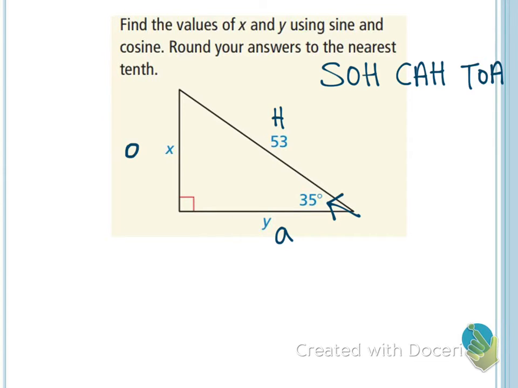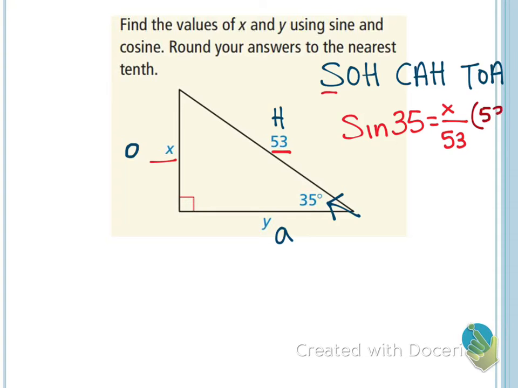So we want to pick a side we do know. We know 53. We want to pick a side we don't know. So pick one of the sides to figure out. Opposite x. Sounds good? So which trig ratio deals with these two sides? Sine. So sine from what angle? Sine of 35 equals the opposite, which is x, over the hypotenuse, 53.